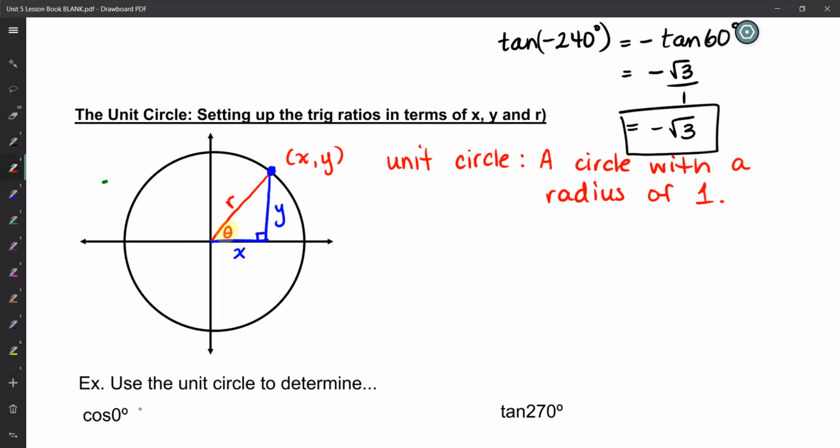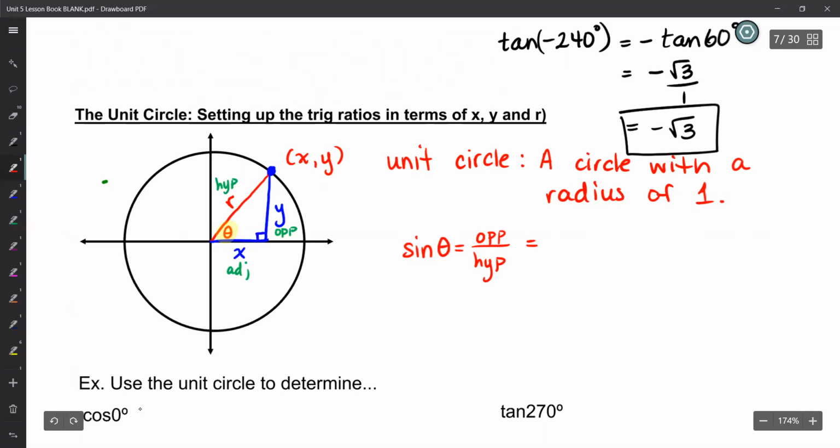So if I were to set up using theta as my reference angle here, if I were to set up the trig ratios, sine, cosine, and tan, if theta is my reference angle, that makes this opposite, adjacent, and hypotenuse. So if I wanted to set up sine of theta, I know that sine is opposite over hypotenuse based on SOHCAHTOA, but here opposite is represented by y and hypotenuse is represented by r. So the sine of theta would be y over r.